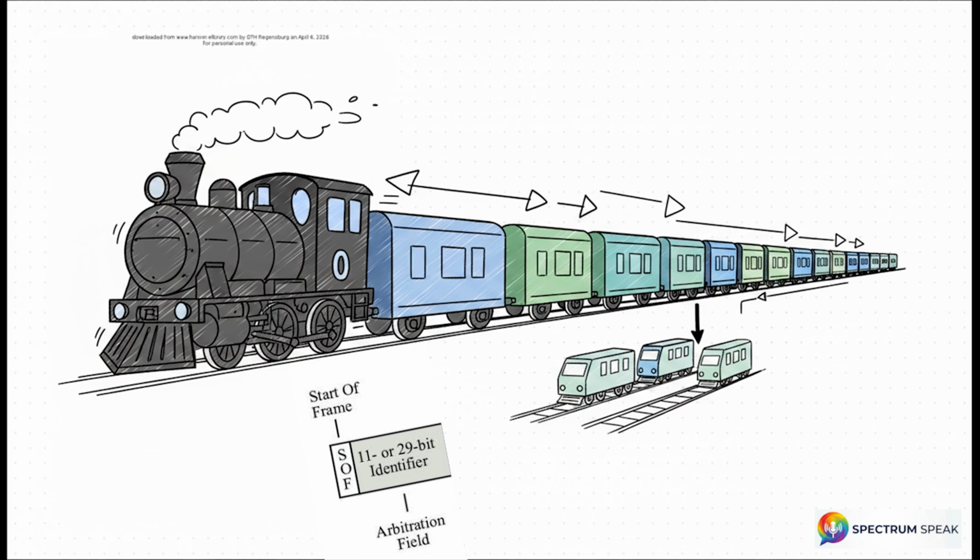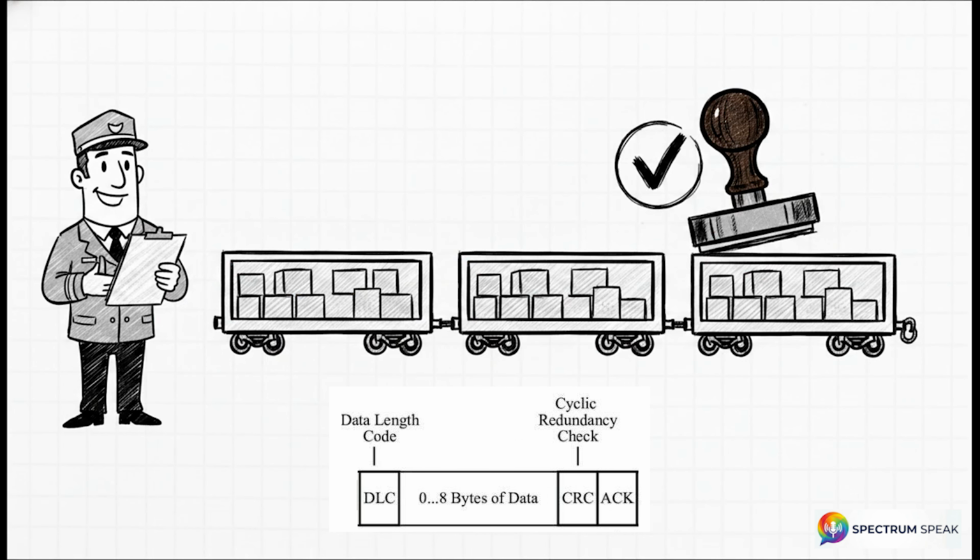Think of this as the train's routing priority number. Because CAN allows any node to transmit, this 11-bit identifier ensures that the most important train always gets the right-of-way if two trains try to leave the station at the exact same time. Moving down the train, we hit the control field. You can think of this as the conductor's manifest. It details exactly how much cargo is on board. Next up is the data field itself. These are your actual cargo boxcars holding the critical payload.